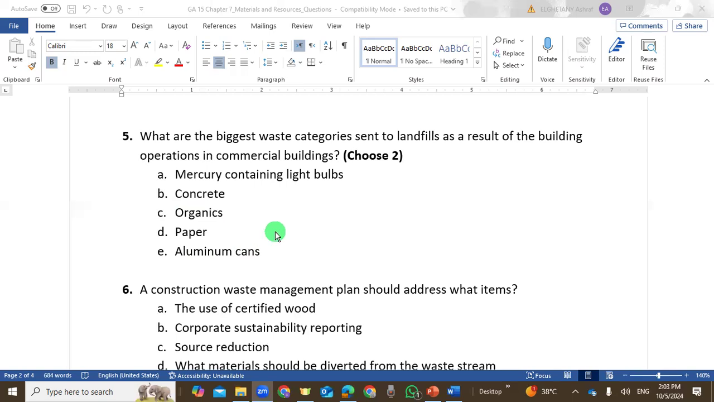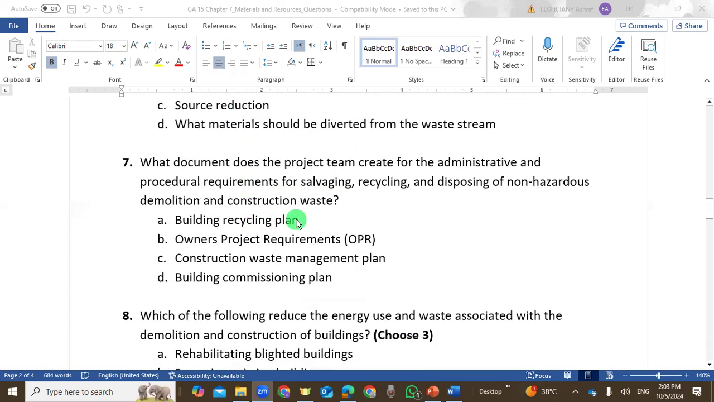But the standard case: glass, plastic, metal, corrugated cardboard. What else? I remember there are 5. Someone remind me. Paper, glass, plastic, metal. Paper, glass, plastic, metal, corrugated cardboard. This is 5. Okay. Question 7.